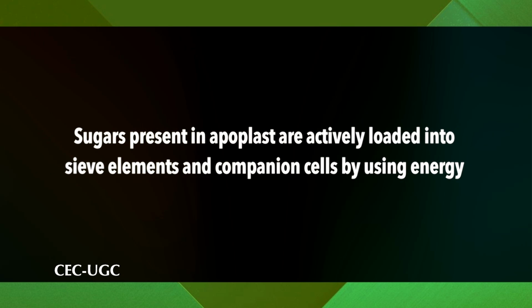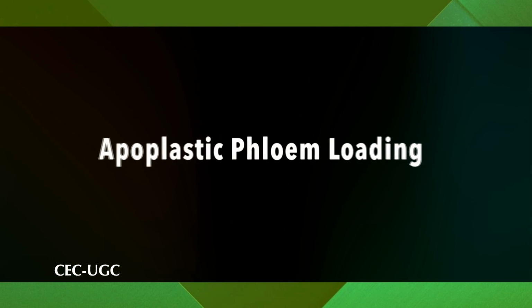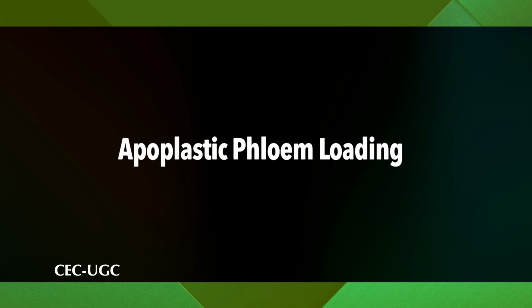The sugars present in the apoplast are actively loaded into the sieve elements and companion cells by using energy. There is a specific transporter for this purpose, which is located in the plasma membranes of these cells. Usually, the apoplastic and symplastic routes are used in different species. It means both these pathways are rarely present in the same species. Now let's move towards the apoplastic phloem loading.